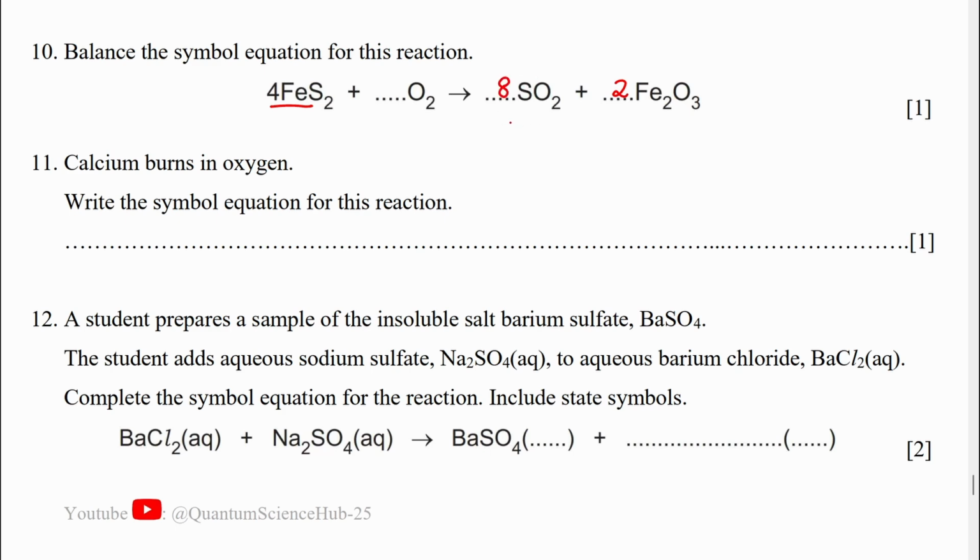Now you can calculate the number of oxygen at the right side. What is the oxygen at the right side? The oxygen here is 2 times 8, which is 16. And the oxygen here is 2 times 3 equals 6. So altogether, the oxygen is 22. Okay? So what is the coefficient that I put in front of oxygen? 11, right? Because 11 times 2 equals 22. So this is how you solve the balancing equation. Next, calcium burns in oxygen. Write the symbol equation for this reaction.